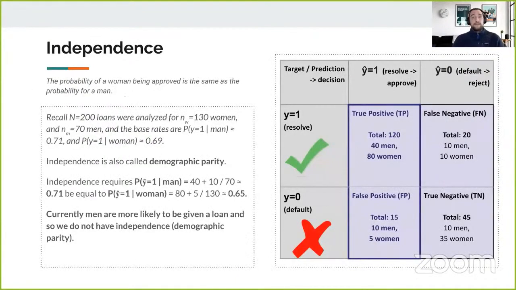So let's look at independence a little more closely. Recall, independence requires that the probability of a woman being approved is the same as the probability for a man. In our confusion matrix, the probability of approval can be found by dividing the sum of the first column by the total number of loans. So this probability works out to be 0.71 for a man, while roughly 0.65 for women. So men are more likely to be given a loan, and we do not have independence.